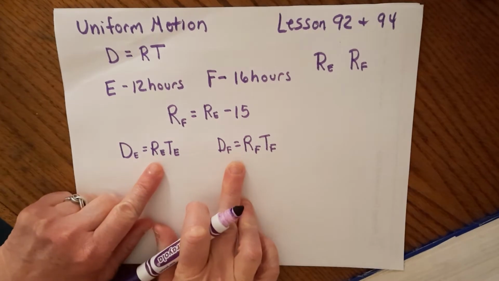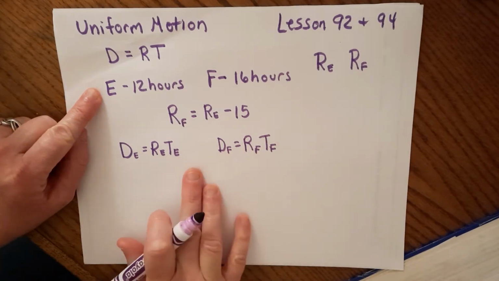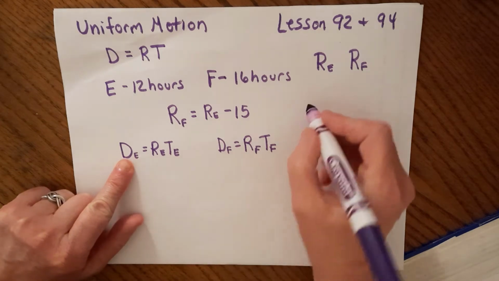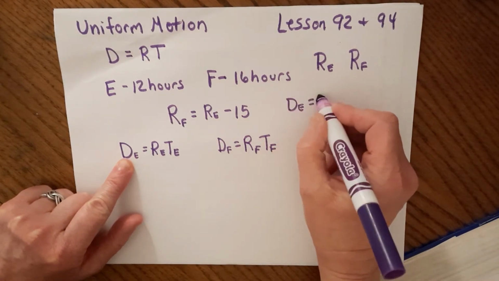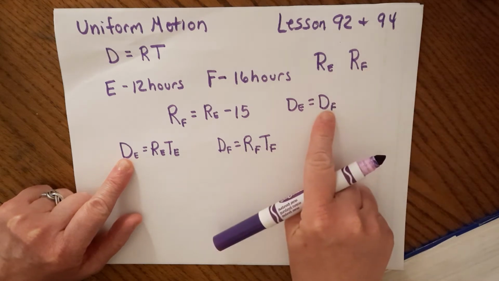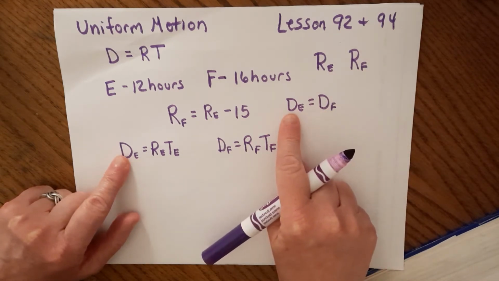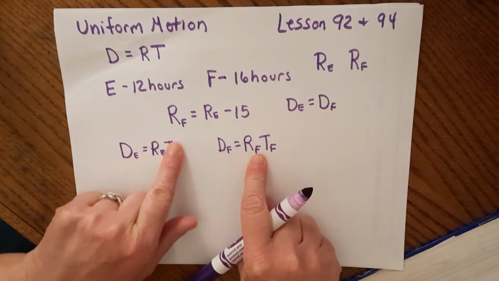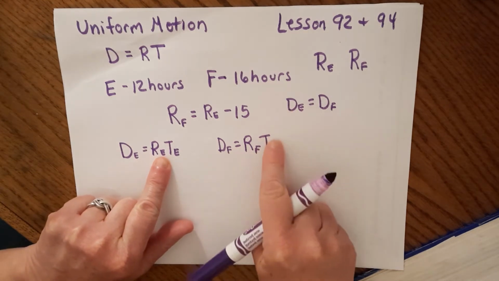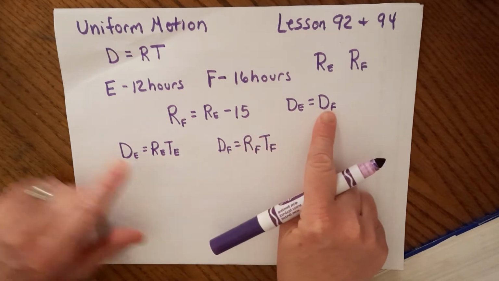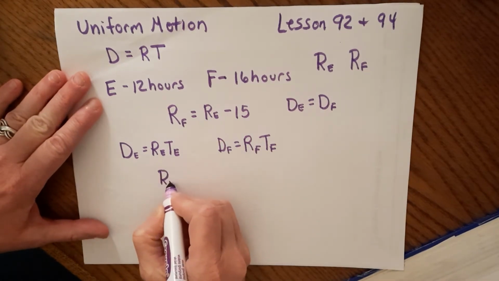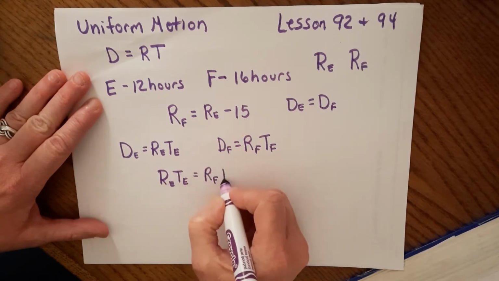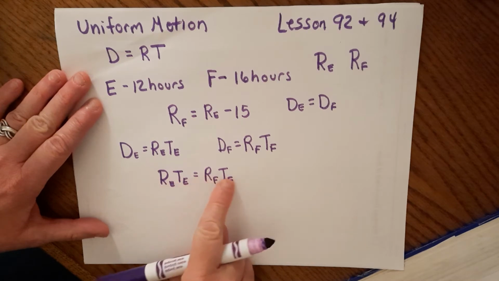Now, if we look at this, we can see in this problem, the express train and the freight train made the same trip, just on different days. So the distance of the express train is equal to the distance of the freight train. If this is equal to this, then that means that this would be equal to this, because we can substitute our RE TE in for DE, and we can substitute our RF TF in for DF. So when we write that equation, we see that we end up with 1, 2, 3, 4 different variables.